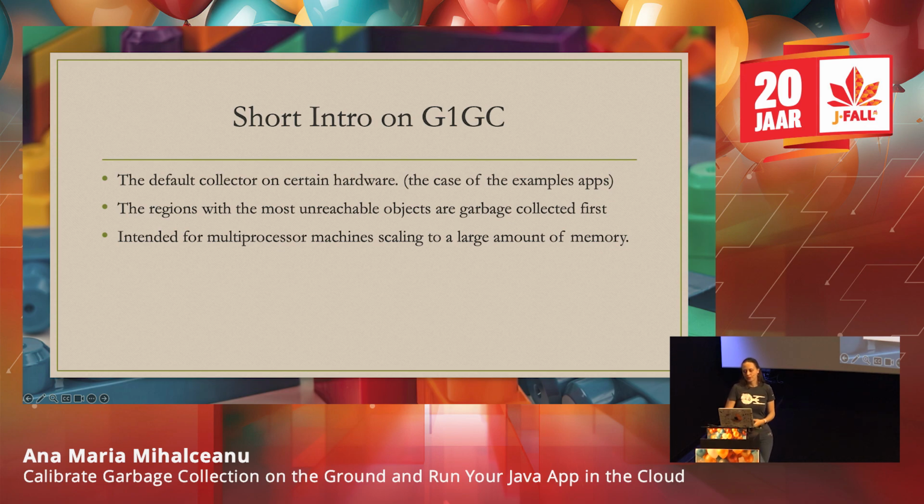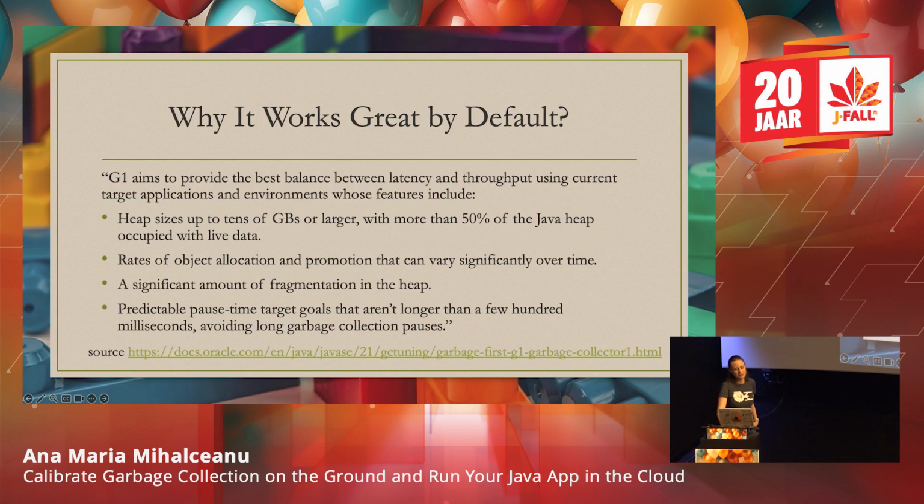And what I wanted to say is that the garbage first collector reclaims space mostly by using evacuation. So live objects found within selected memory areas are collected and copied into new memory areas, compacting them during the process. Why is it so great by default? Well, it works so great by default because it tries to meet the set pause time targets with the highest probability over a longer time.